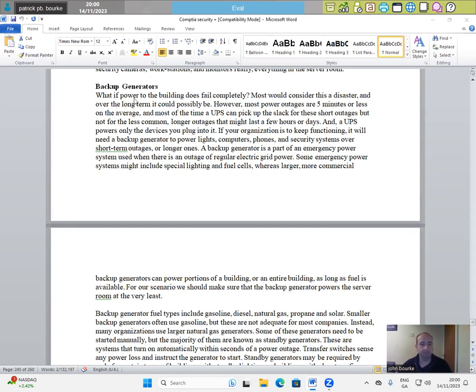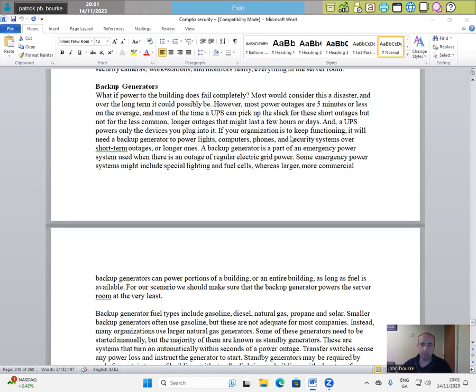Backup generators. What if the power to the building does fail completely? Most would consider this a disaster, and over the long term it could possibly be. However, most power outages are 5 minutes or less on average, and most of the time a UPS can pick up the slack for these short outages, but not for the less common longer outages that might last a few hours or days. And a UPS powers only the devices you plug into it.